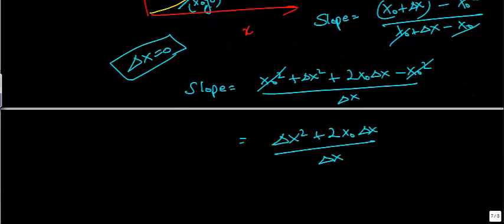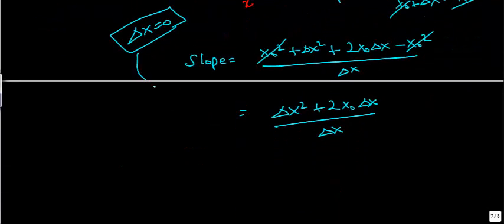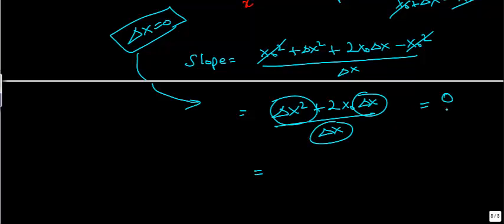But wait, if delta x is equal to 0 and I substitute that in my slope equation over here, what I'm going to get is this term will become 0, and this term will become 0, and this term will become 0. So I'll get something of the form 0 by 0. I don't even know what that means. How am I going to find that? So here's the genius, by the way.